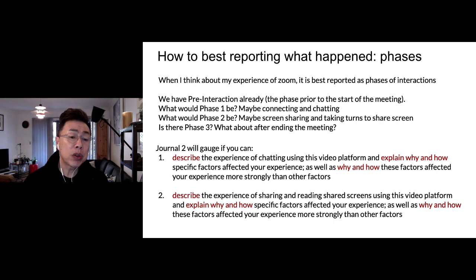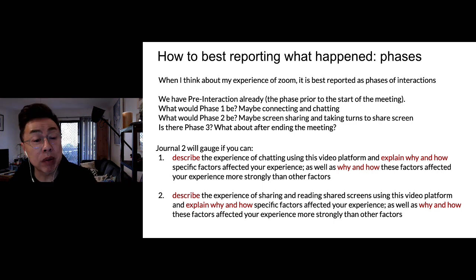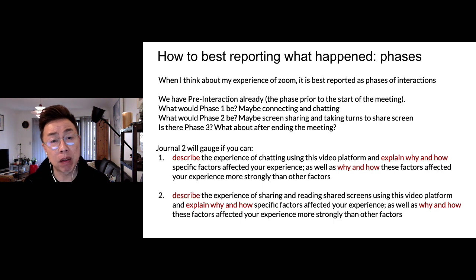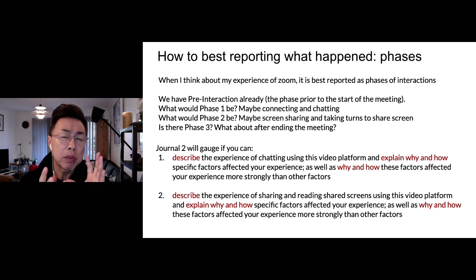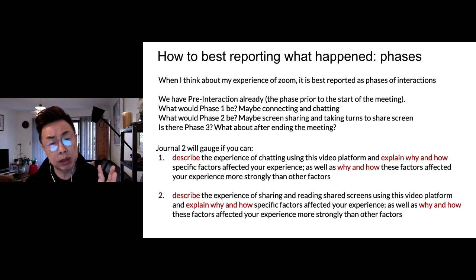So secondly, we also want to gauge whether you can describe your experience of sharing and reading shared screen using this video platform. And again, the same thing, explain why and how specific factors affected your experiences and why these experiences affected your experience more strongly than other factors. So throughout, we just want to know in the factor section, not just how each factor affected you, but in particular, what factors were the strongest and had the most major influence. And we want to read more about your thoughts.